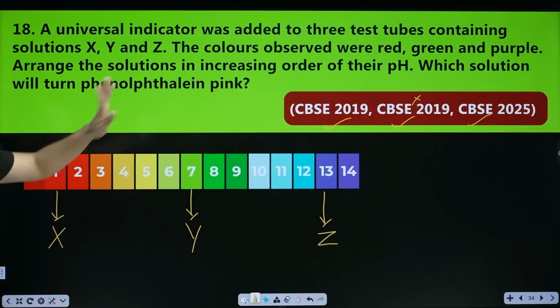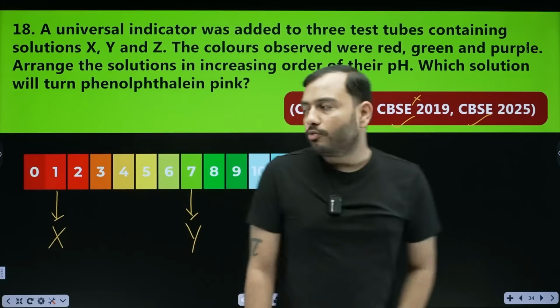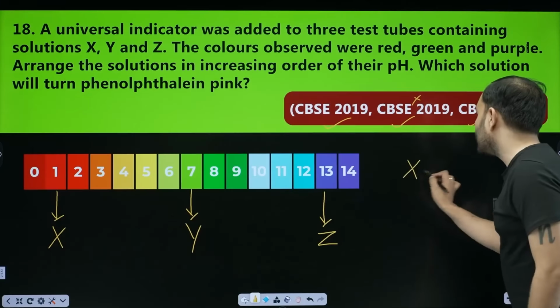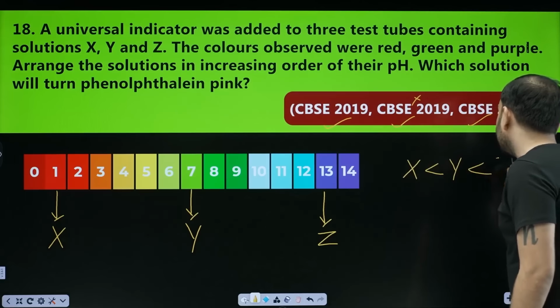Arrange the solutions in increasing order of their pH. Now if I arrange them in increasing order of pH, first will be X, second will be Y, and then more than that is Z.